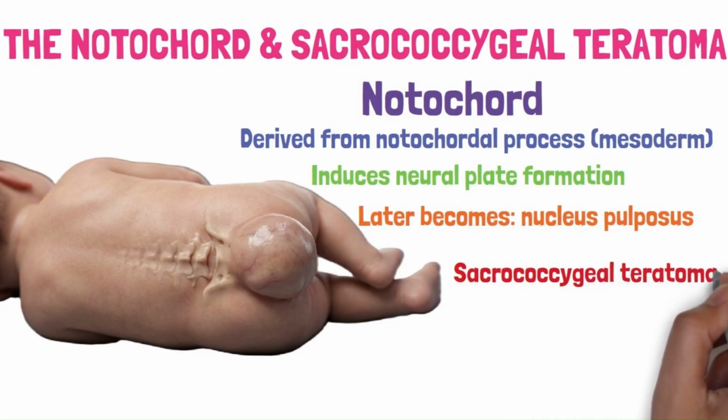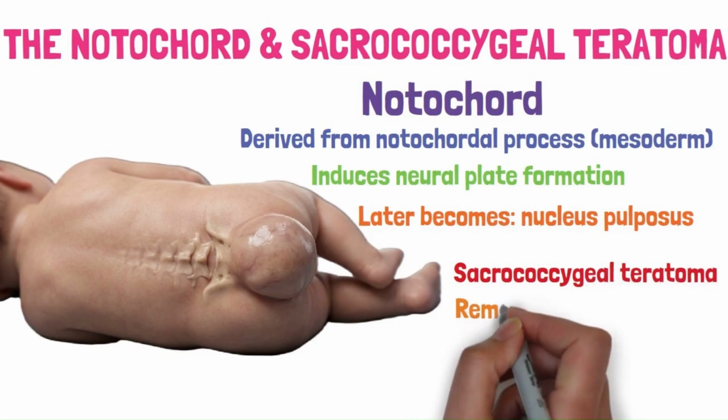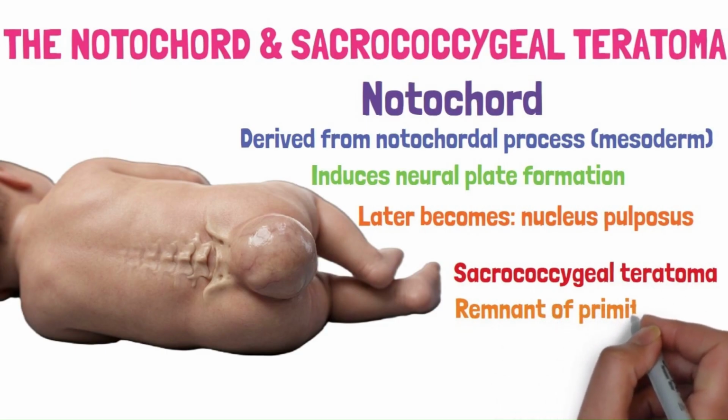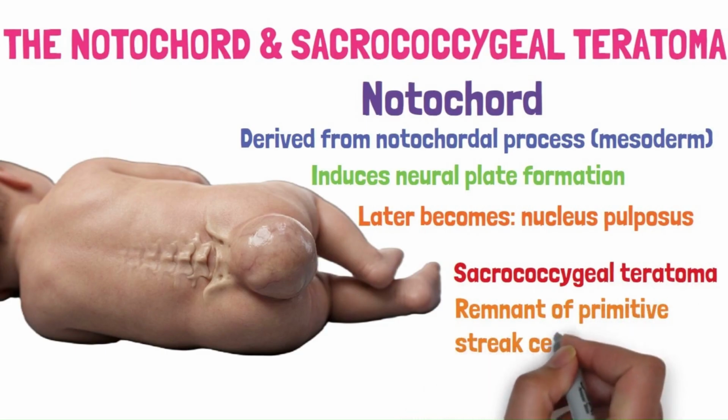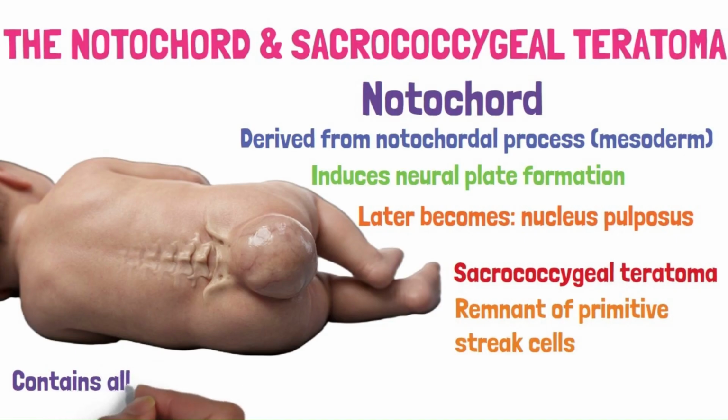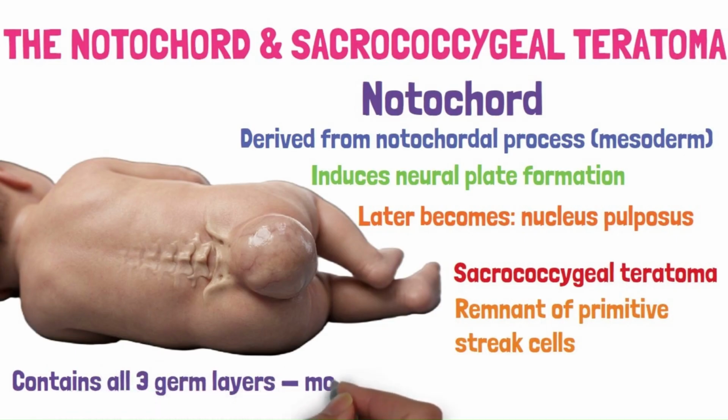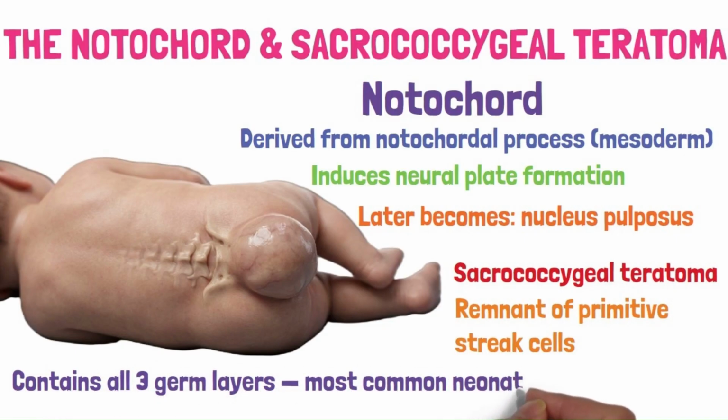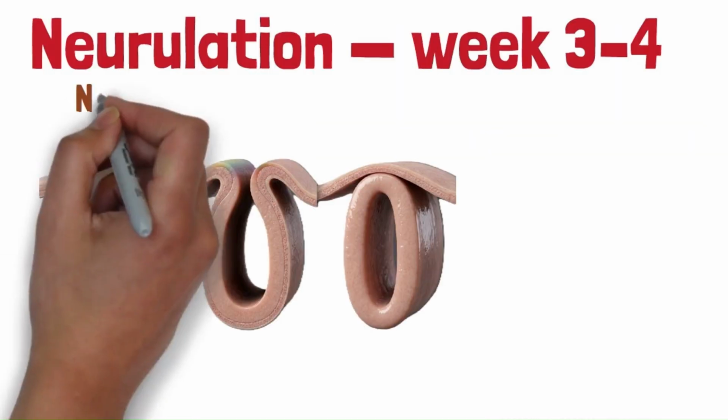Now, here is a classic example. If remnants of the primitive streak fail to regress properly, you can get a sacrococcygeal teratoma, because it comes from primitive streak cells, which can become any germ layer. This tumor contains tissue from all three layers, and it's actually the most common congenital tumor found in newborns.